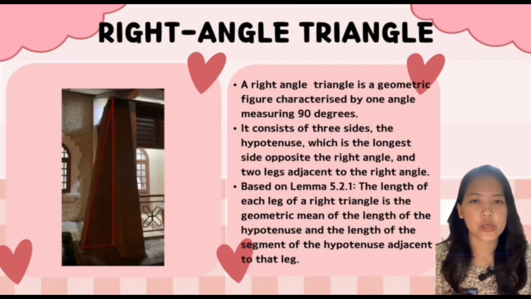A right angle triangle is a geometric figure characterized by one angle measuring 90 degrees. It consists of three sides: the hypotenuse, which is the longest side opposite the right angle, and the two legs adjacent to the right angle. Based on Lemma 5.2.1, the length of each leg of a right triangle is the geometric mean of the length of the hypotenuse and the length of the segment of the hypotenuse adjacent to the leg.